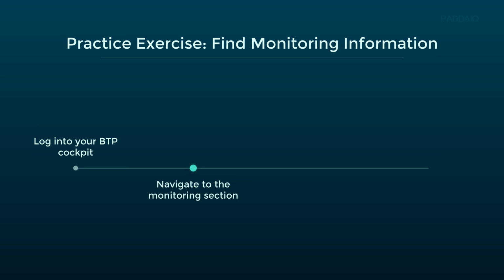Navigate to the monitoring section. This means using SAP BTP to go to the area where you can check the health and status of your applications. For example, if your app is running slowly, you would go here to view performance metrics. Mastering this navigation is essential for proactive system management.